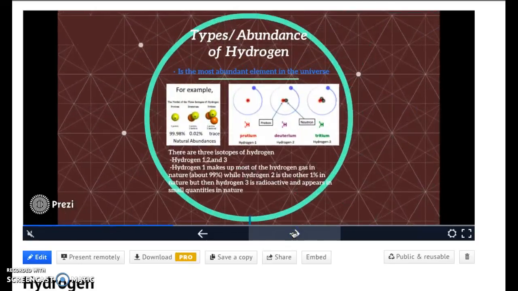The types and abundances of hydrogen. Hydrogen is the most abundant element in the universe, and it consists of three different isotopes: 1, 2, and 3. Hydrogen 1 makes up most of the hydrogen gas in nature, about 99%, while hydrogen 2 is the other 1% found in nature. Hydrogen 3 is radioactive and appears in small quantities in nature. Here are the three different isotopes of hydrogen and their abundances.